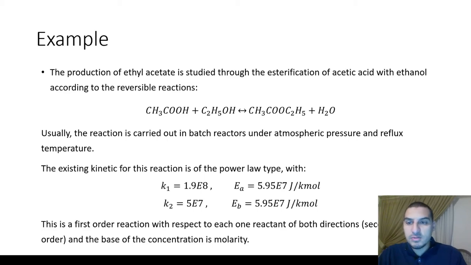Hello everybody. So in this video we're going to start with the example that we're going to try in the 4 modules of the ideal reactors in Aspen Plus. So the example that we're going to go through is a reactor that does the esterification of ethyl acetate by the reaction of acetic acid and ethyl alcohol.